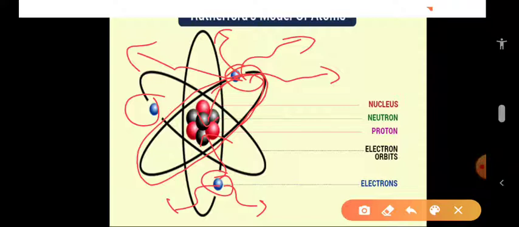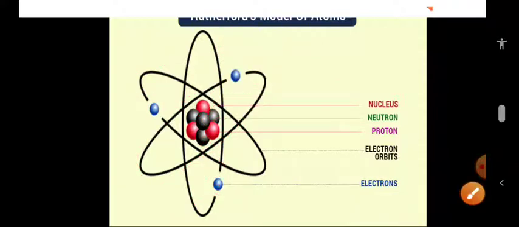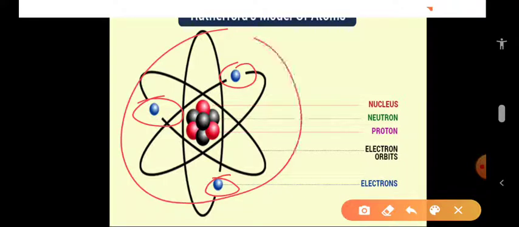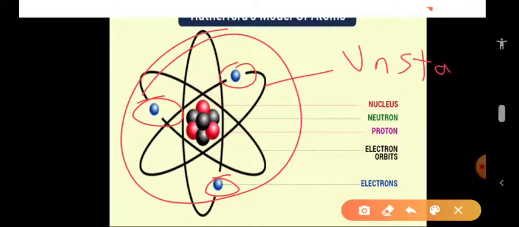So this is not possible. If all the electrons undergo acceleration and radiate energy, after that they lose energy, and ultimately if they fall into the nucleus, then the whole atom will become unstable. So this is not possible. This is not at all logically correct. This is the only drawback in Rutherford's atomic model.